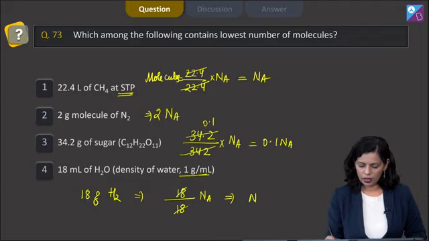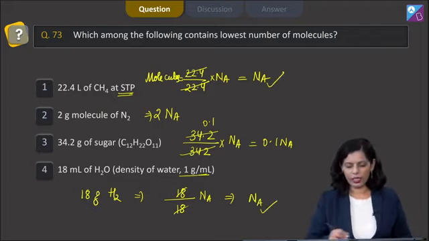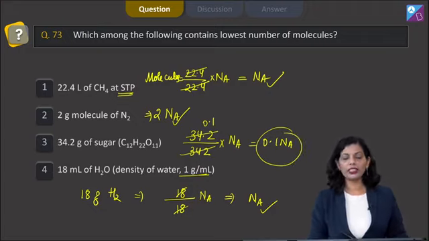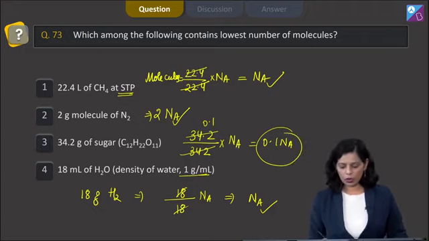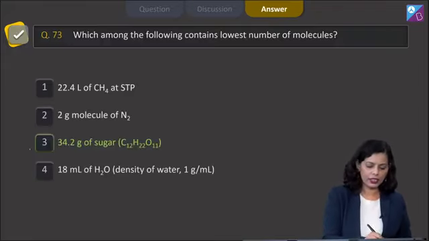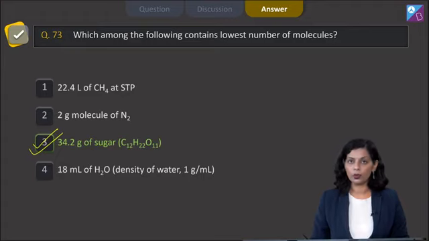1 Na. Clear? Then 2 Na, more, but they are not asking about more, they are asking about the lowest number of molecules, 0.1 Na, the least value, right? So on the basis of this, yes, the correct answer is 34.2 gram of sugar, sucrose or the cane sugar, okay?